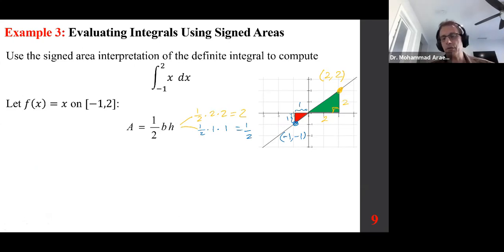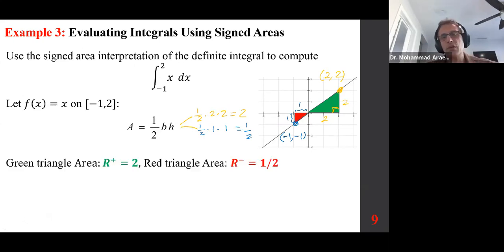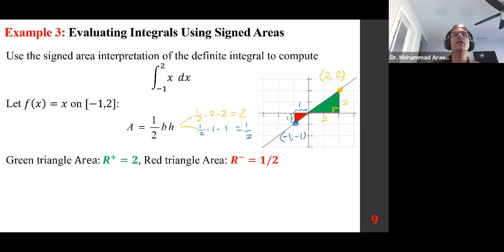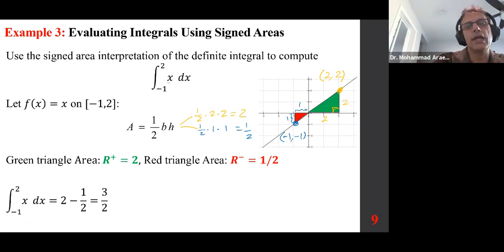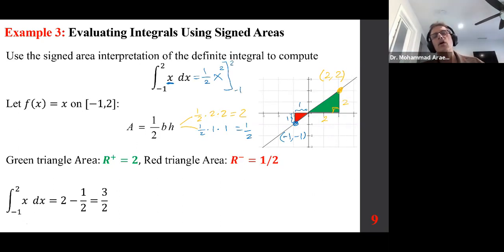So the area for the green, we found it to be 2. For the red to be 1/2, we have to subtract the area of the red from the area of the green, and that results in 3/2. What I want to quickly show you is that we could use FTC. So the function is x, everybody. The antiderivative is 1/2 x squared. And the reason I don't need the constant, class, is because the constant will go away. You have to plug in 2 and -1, subtract one from the other, and the constant goes away.